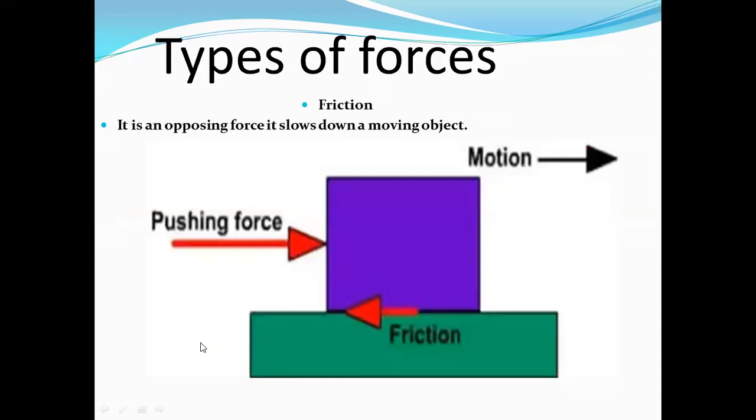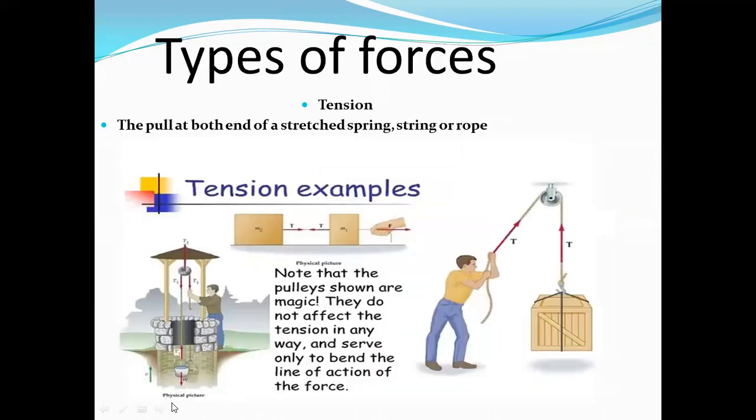Next is the friction. Friction is the opposing force. It slows down the motion of an object. So if the body is moving towards right, friction will act in the opposite direction, that is towards left. Next is the tension.